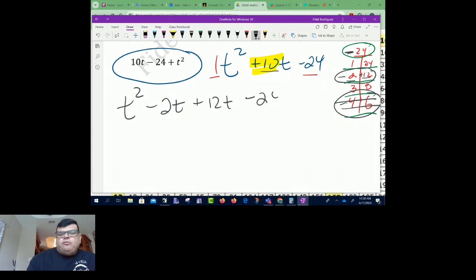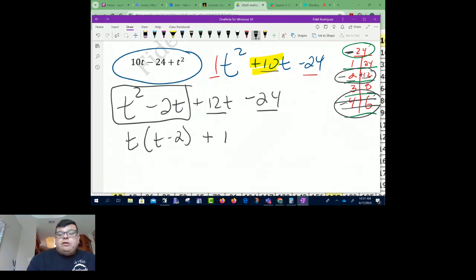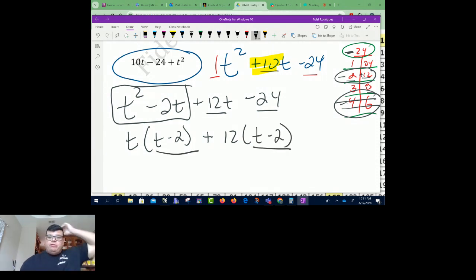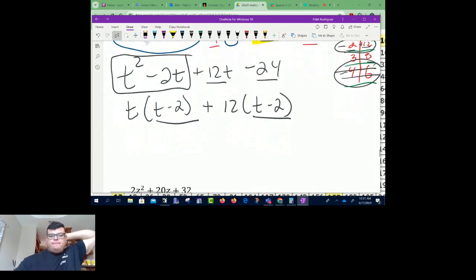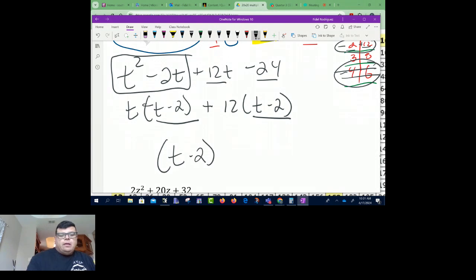Okay, minus 24. So right here, I'm going to take out the letter t, and we got a t minus 2. And right here, I'm going to take out the number 12, and I still got a t minus 2. And again, we're doing this the right way because they are matching up. So we got a t minus 2. And once we take those out, we're still left with a t and a plus 12.